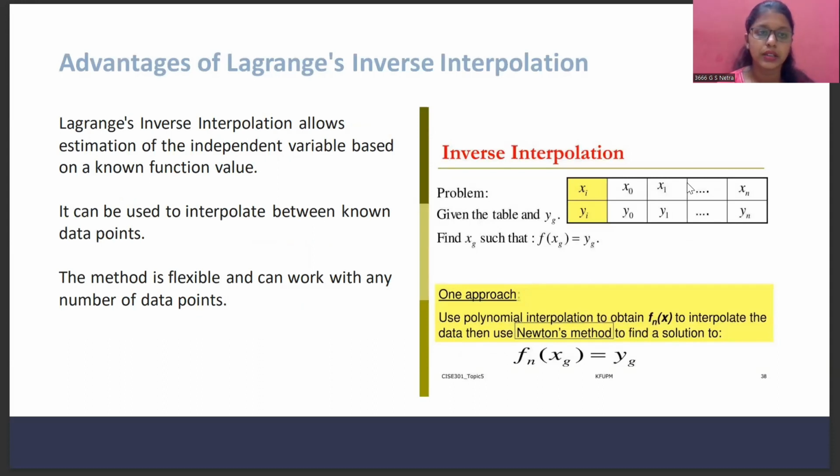Advantages: Lagrange's inverse interpolation allows estimation of the independent variable based on a known function value. It can be used to interpolate between unknown data points. The method is flexible and can work with any number of data points.